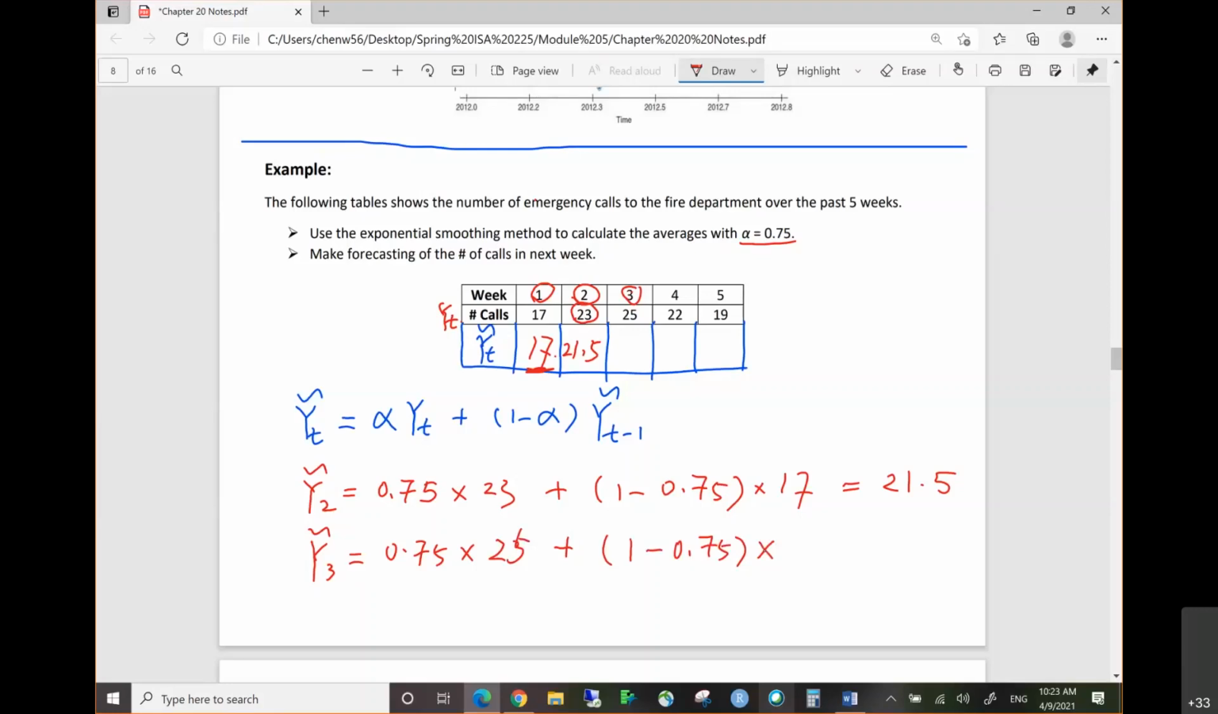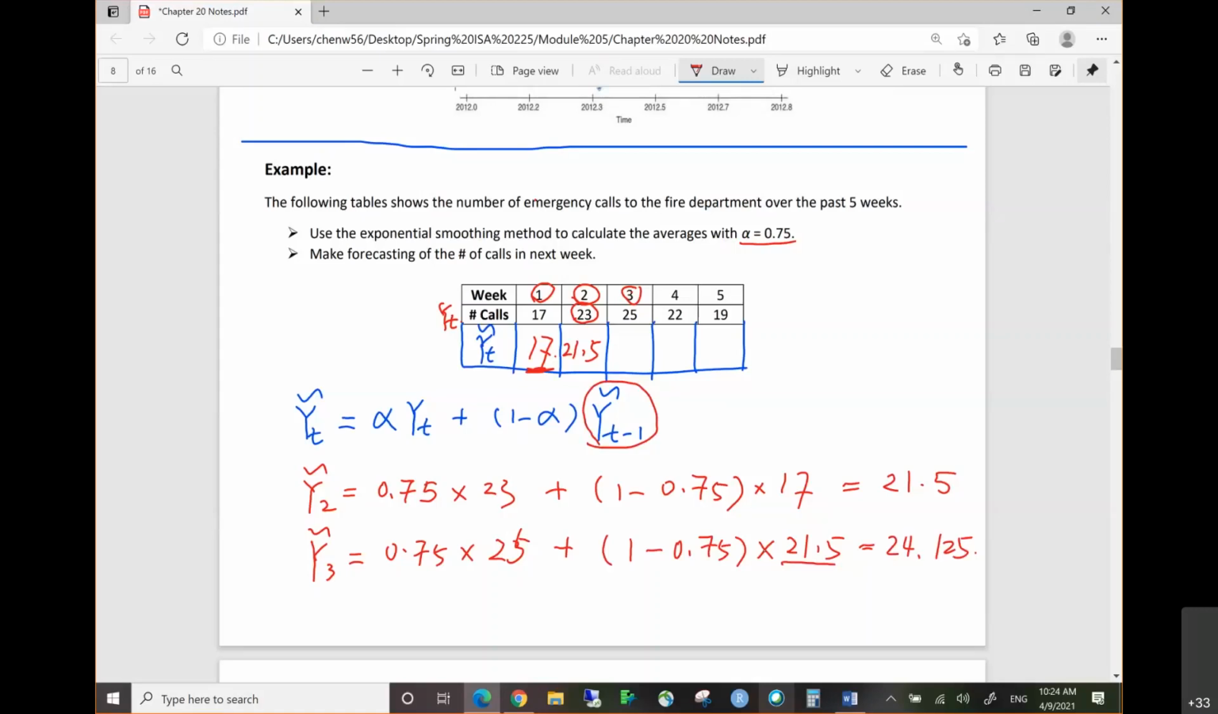21.5, right? Thank you, Nico. So it would be 21.5 because we need to use the previous estimated value. So now it equals 24.125.